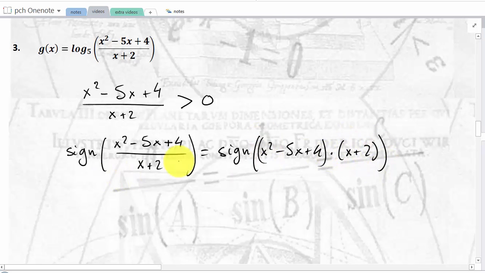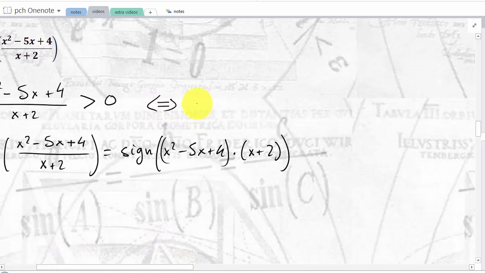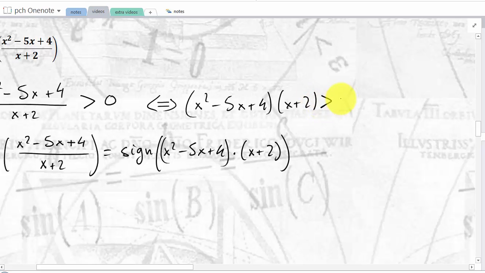The property of signs for a ratio are the same as the property of signs for a product. Therefore, solving this inequality will be the same as solving this inequality: x squared minus 5x plus 4 times x plus 2 strictly above 0. And solving this inequality is not difficult after covering polynomial functions.